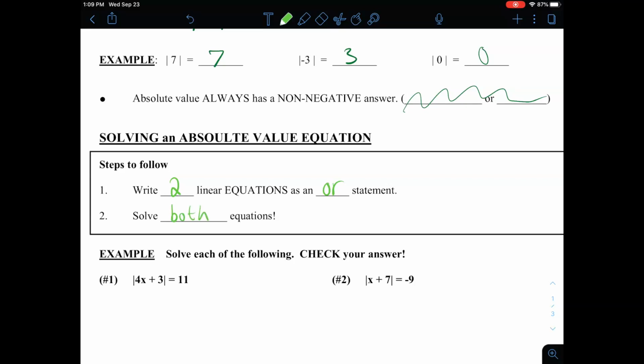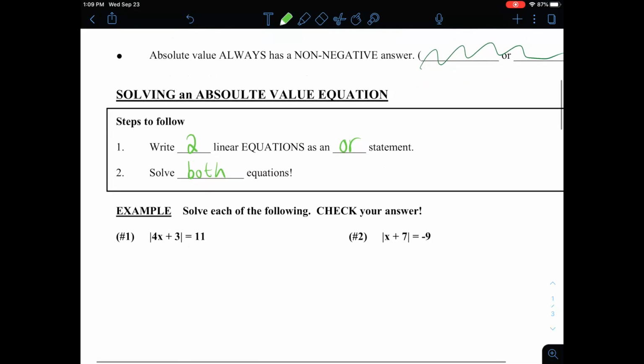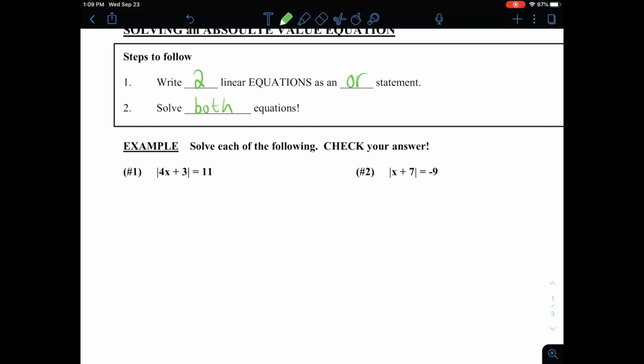Our first equation down here says solve each of the following and check your answer. It says the absolute value of 4x plus 3 equals 11. This is saying, for what value of x, if you plug it into 4x plus 3, will that number be 11 away from 0? What number can you plug in for x that will end up being 11 away from 0 in the end? It has an absolute value of 11, which means the number you get should be 11 away from 0.